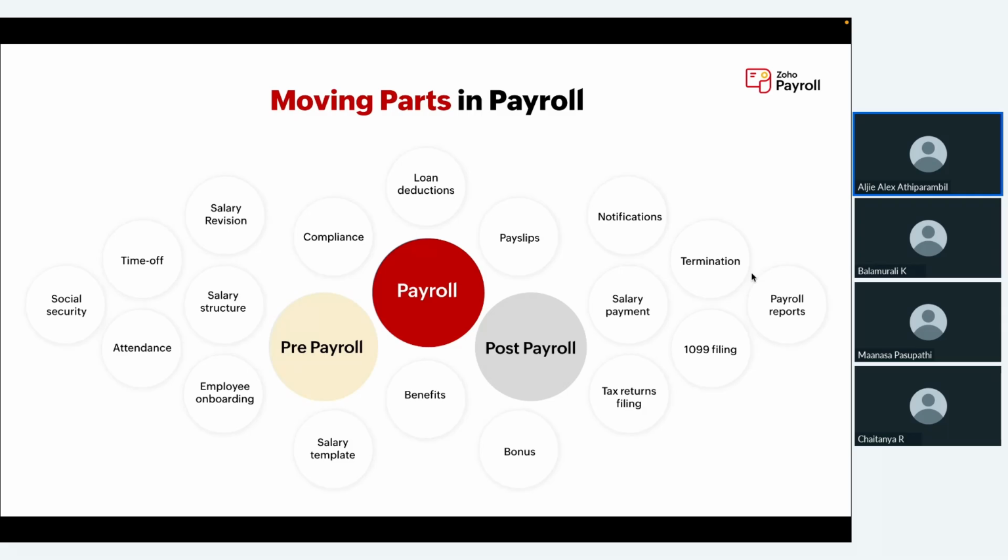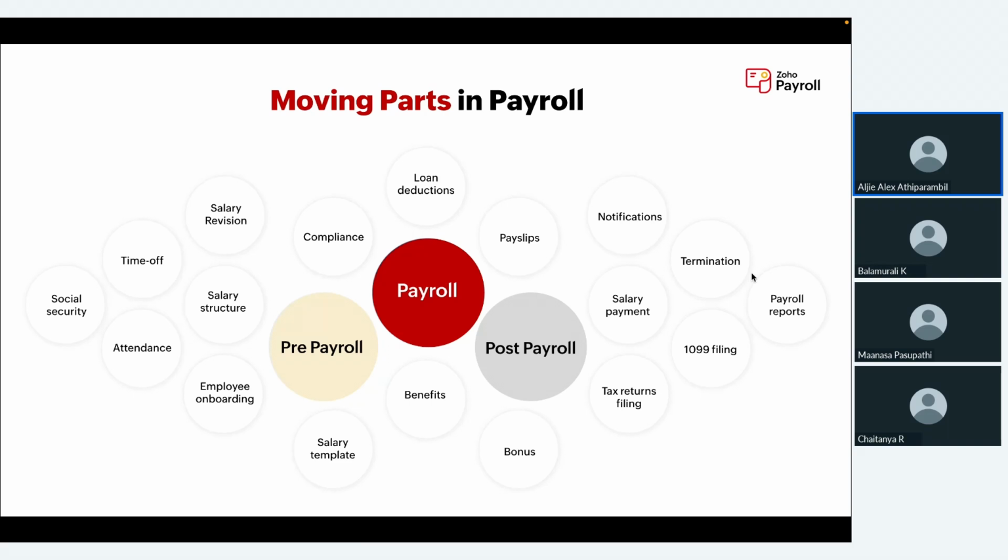A payroll cycle has three phases: pre-payroll, payroll, and post-payroll. Each phase has several moving parts that must work together seamlessly. So, pre-payroll, the foundation. Employee data, compliance checks, attendance, and policy updates are handled here. If anything goes wrong at this stage, policy accuracy is at risk.